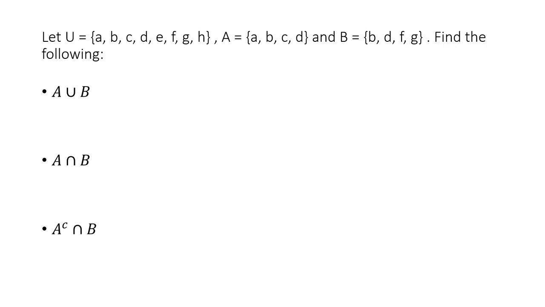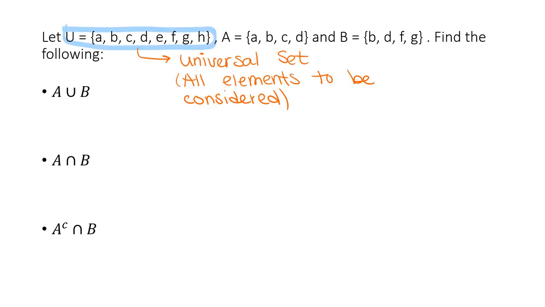Now, in these examples, it's often helpful to define what we're going to call a universal set, and we'll always denote our universal sets with the letter U. The universal set is all of the elements that we're going to consider in the problem. So every letter in this case that we care about is in the universal set. So the universal set for my example is the letters A through H. So we only have to consider those letters when we're doing these problems.